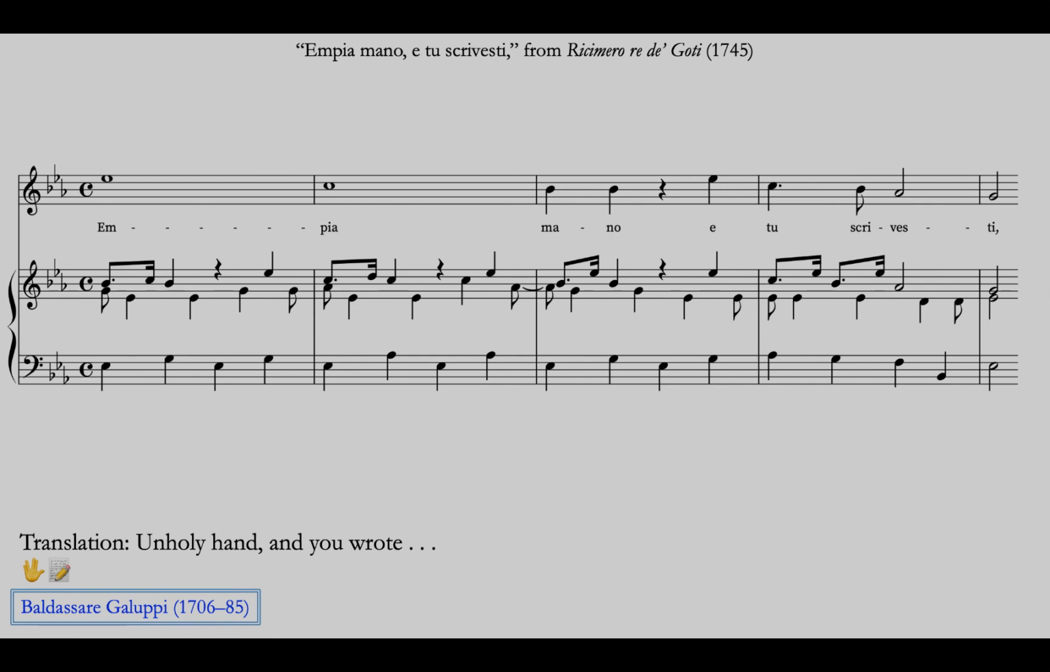We'll stay in the world of opera, but now let's travel to Venice for this passage from Baldassare Galuppi. Again, we're looking for 6/4 chords. Unfortunately, I wasn't able to find a recording of this piece, so you'll be hearing a MIDI realization.